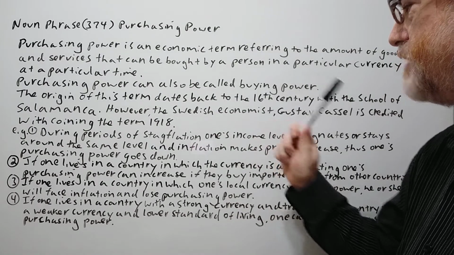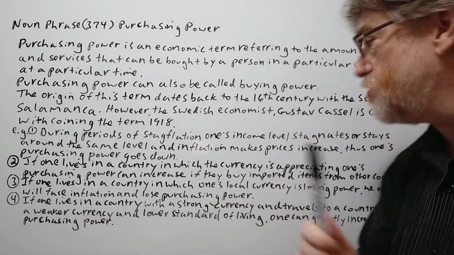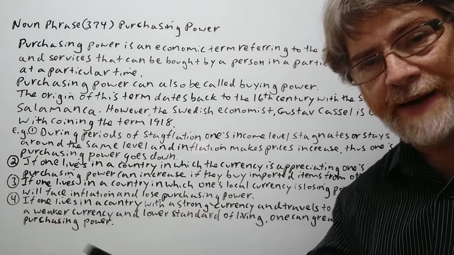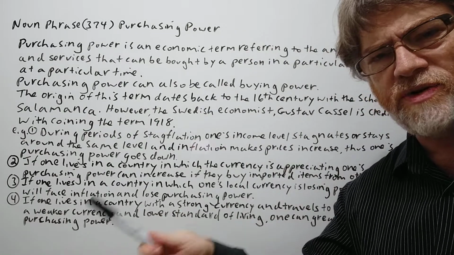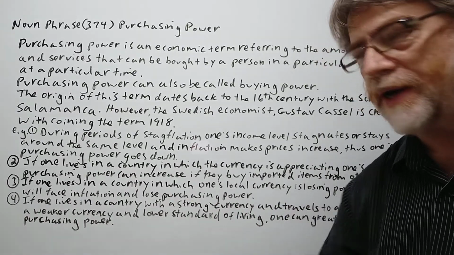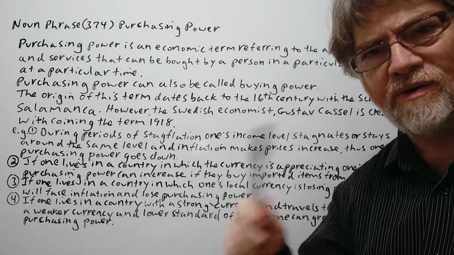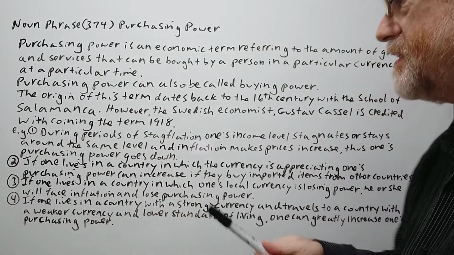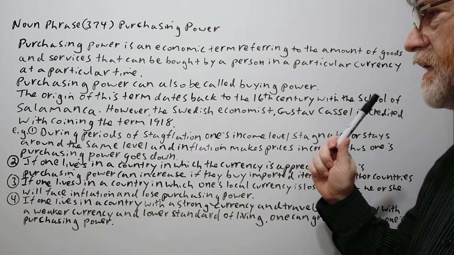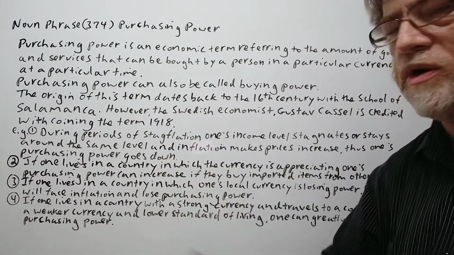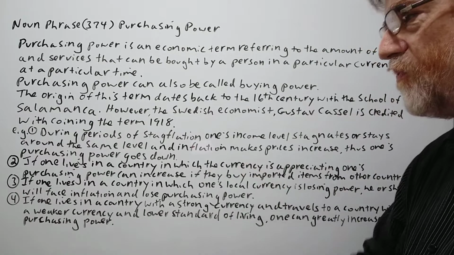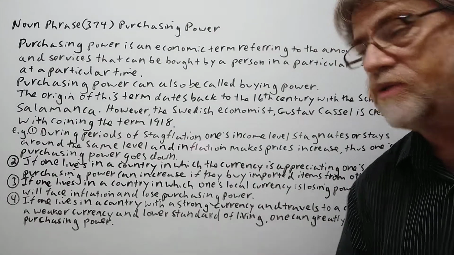The origin of this term dates back to the 16th century with the School of Salamanca. Remember, Salamanca is in Spain. And during the 15th and 16th centuries, I think that was, Spain had a lot more power worldwide. That was the time of colonizing the Americas and things like that. However, the Swedish economist Gustav Cassel is credited with coining the term in 1918. Okay, let's continue. And we've got four examples to show just how it's used.